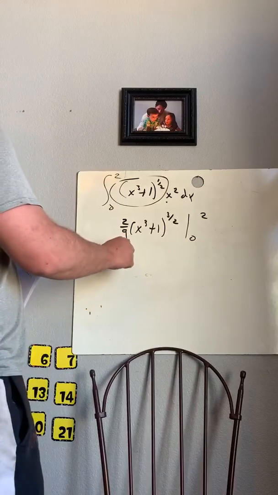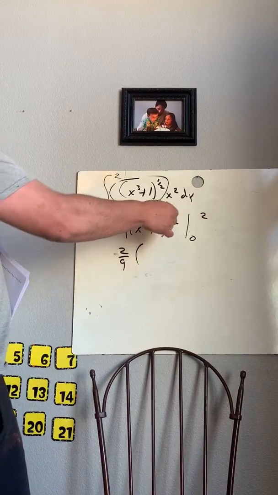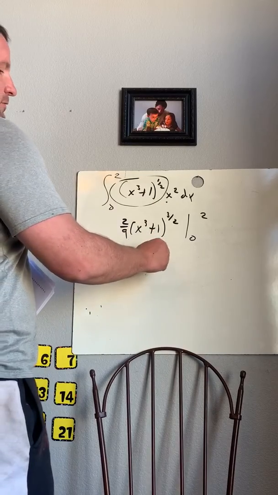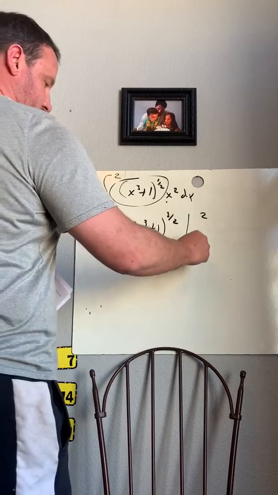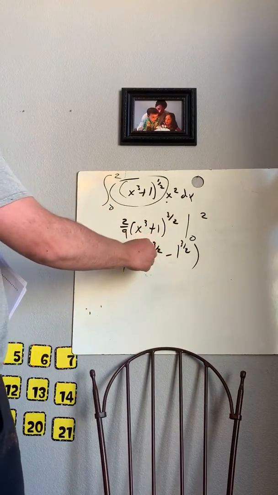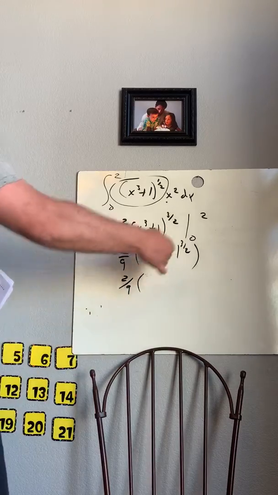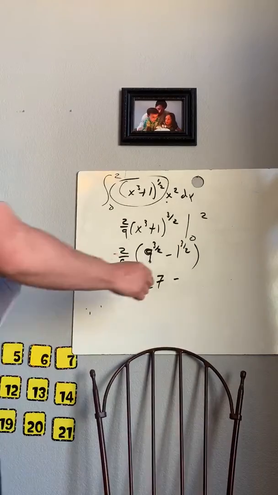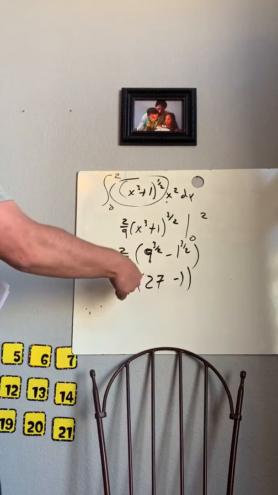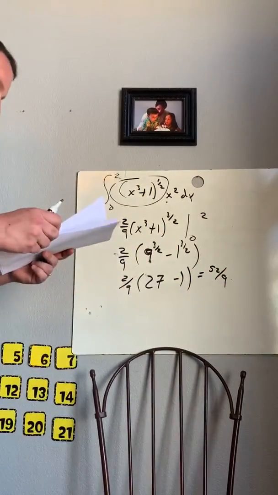So I'm going to factor the 2/9 out. If I plug a 2 in, I get 8 plus 1, which is 9 to the 3/2. Plug a 0 in and I get 1 to the 3/2. This is the thing you guys struggled with on the last quiz before spring break. 9 to the 3/2 is the square root of 9, which is 3, and 3 cubed is 27. 1 to any power is 1. So I get 26. 26 times 2 is 52/9, which is answer number A.